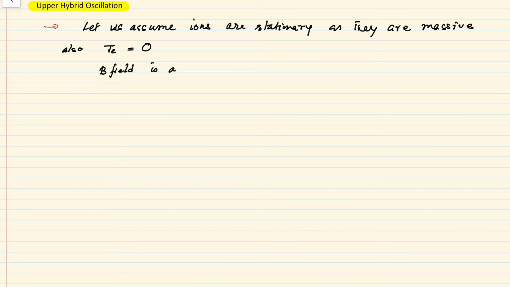B field is applied in z direction. So in the z direction, B field is applied, and the direction of propagation of the wave is along the x direction.